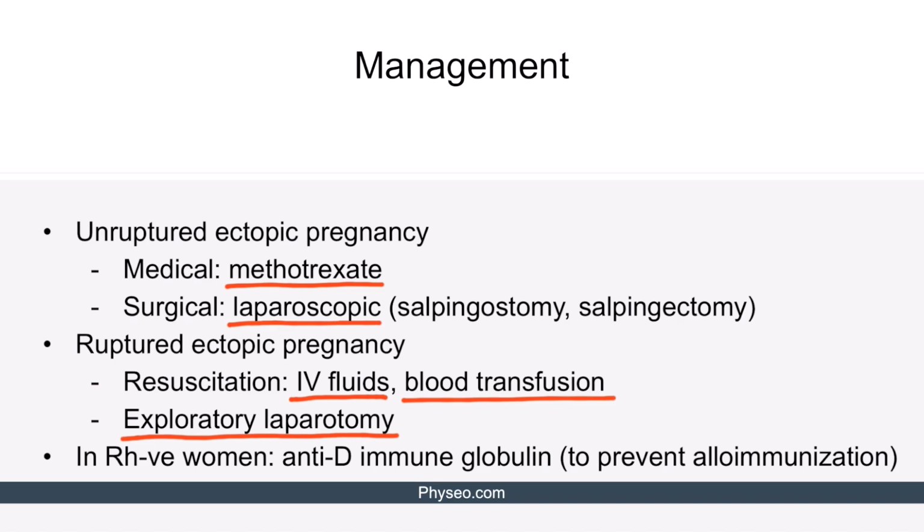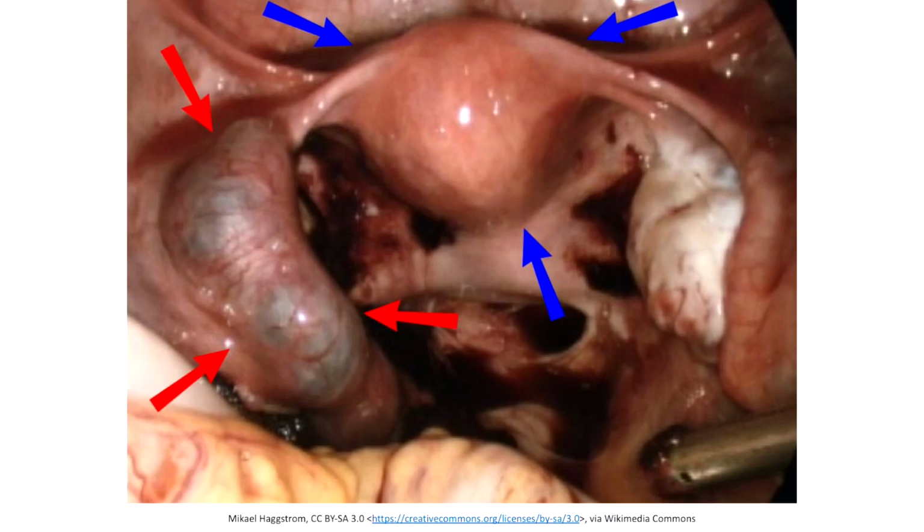In Rh-negative women, anti-D immune globulin is administered to prevent alloimmunization. Here's a laparoscopic view showing the uterus and ectopic pregnancy on the left fallopian tube. The left fallopian tube appears enlarged and bluish due to the collection of blood, which is termed hematosalpinx.